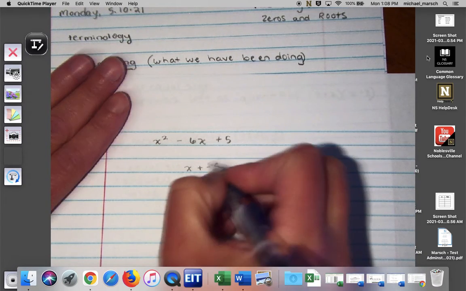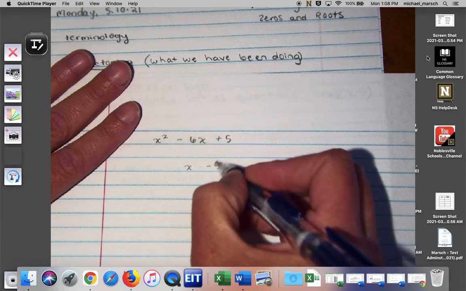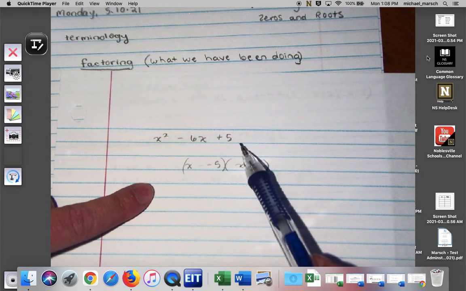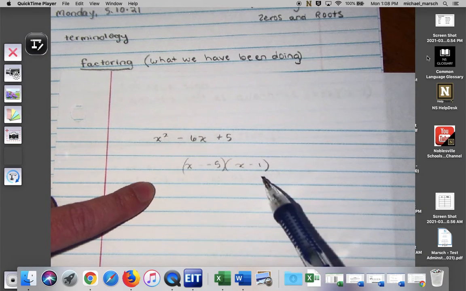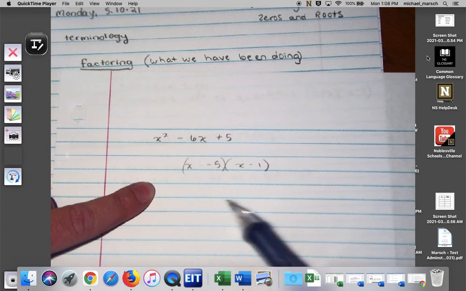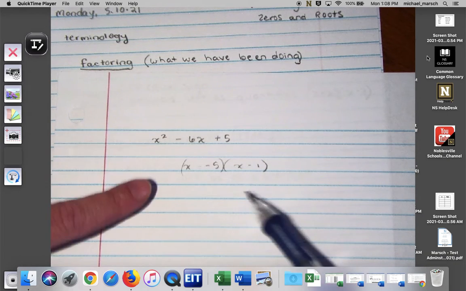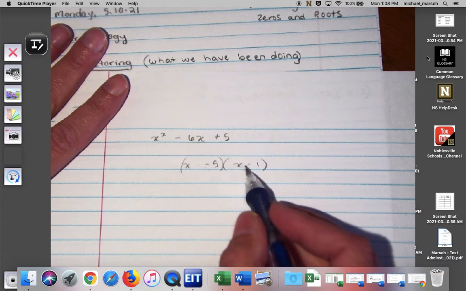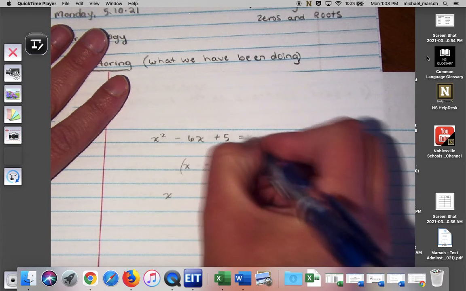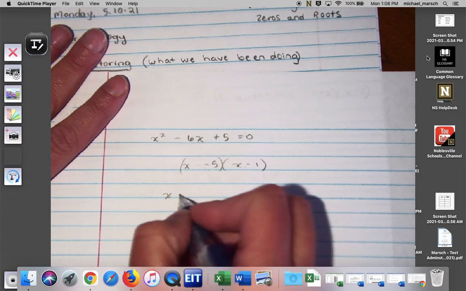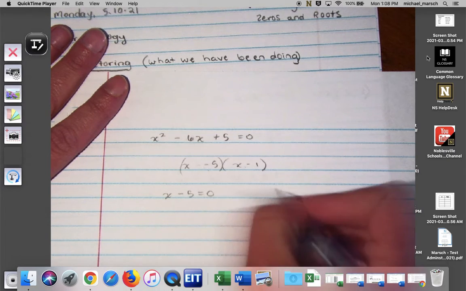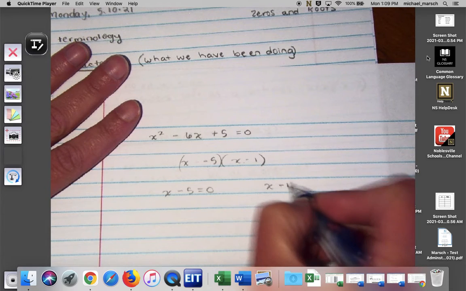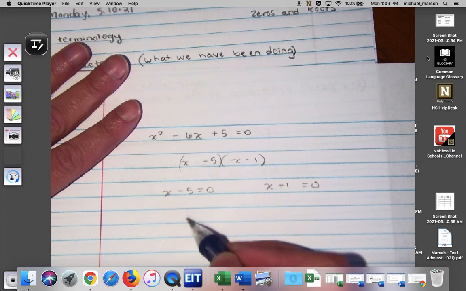Then I'd do x minus 5 times x minus 1, right? What times what equals positive 5? What plus what equals negative 6? This is where you guys would be without the AC method. So then I'm going to take these two quantities and put them equal to 0, x minus 5 and x minus 1. Then I'm going to solve for x.